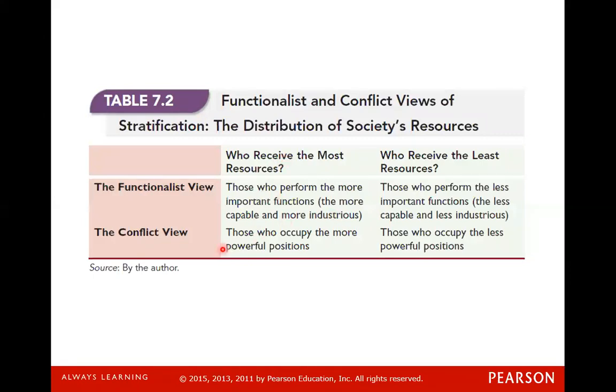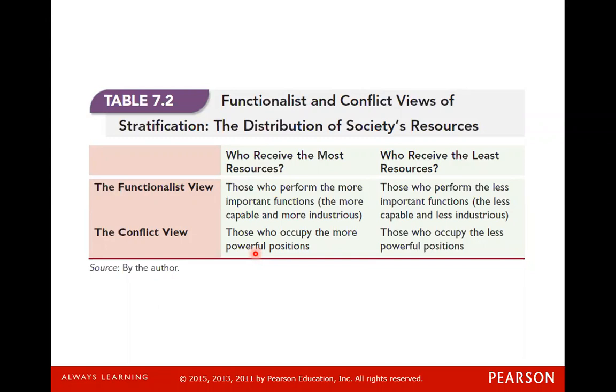Those who receive less reward are the ones who perform less important functions, who are less capable and less industrious. On the other hand, the conflict view says those who occupy more powerful positions are the ones who get more reward. And those who occupy less powerful positions, it's not whether they are competent or not. If they occupy less powerful positions, they are the ones who are going to receive less reward, right?